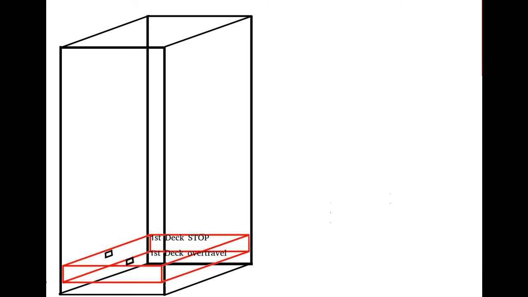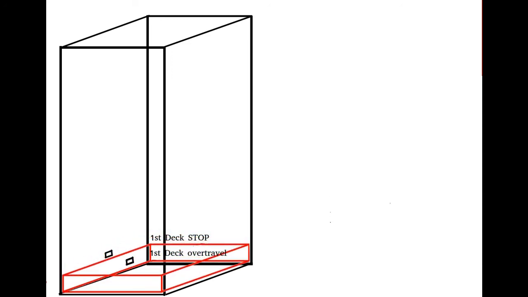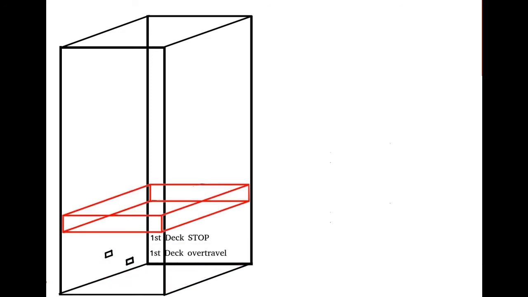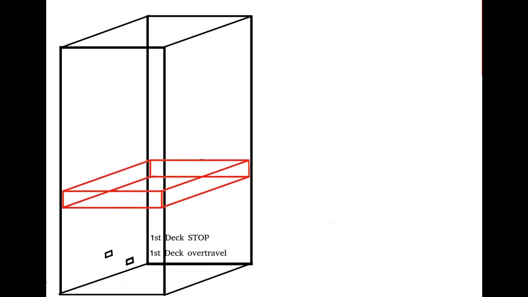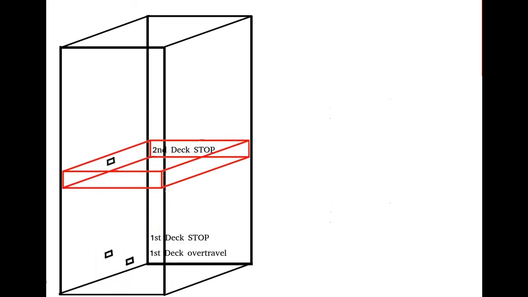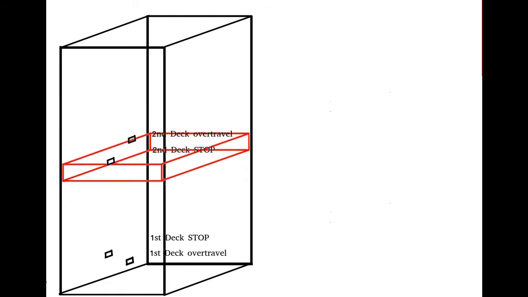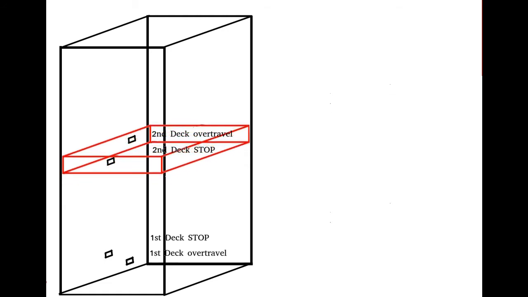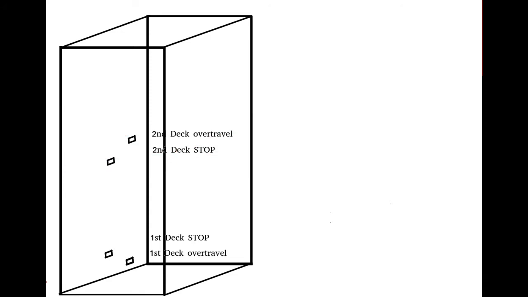If this were to fail, a backup stop called first deck over travel is only meant to be engaged under an abnormal condition. When the platform travels to the second deck, it needs to be stopped by the second deck stop. And only if this stop fails, then the platform will continue, but it should get stopped by the second deck over travel. Only equipment is supposed to ride on this platform.